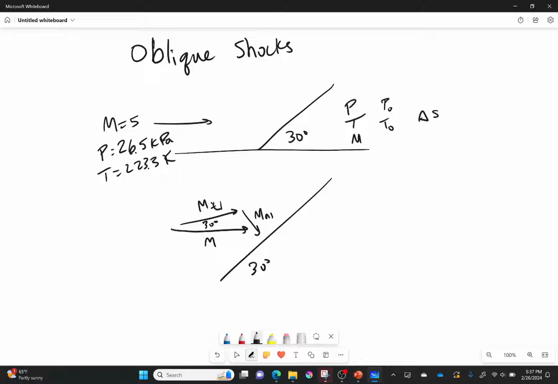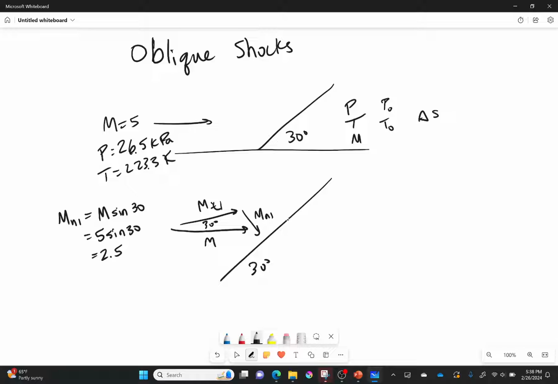So if I want to find my normal Mach number to begin with, that's going to be equal to my Mach number to start times sine of 30. So it's going to be equal to 5 sine of 30, which is equal to 2.5.